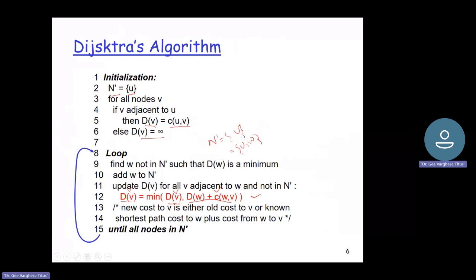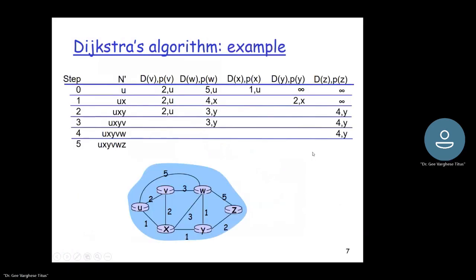And this goes on. Your stopping criteria would be that if there are 5 nodes, you should ensure that your N dash, that means your node set, should have all the 5 nodes inside that particular set. So that would be your stopping criteria.